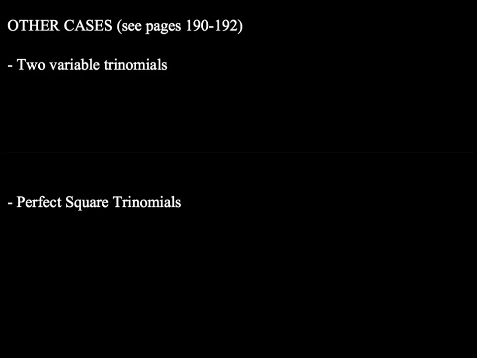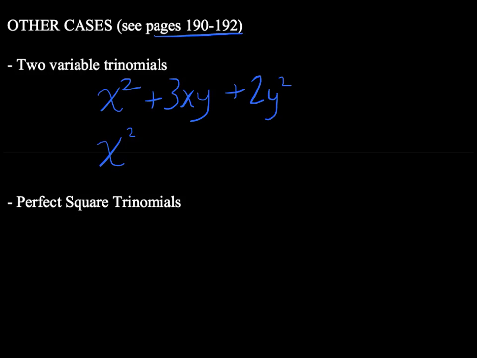Just a quick note, in your textbook on pages 190 to 192, you will see 2 other kinds of problems: 2 variable trinomials and perfect square trinomials. The 2 variable trinomial problem looks like this. It's factoring x squared plus 3xy plus 2y squared. But if you look in your textbook, you will see that this is identical to factoring x squared plus 3x plus 2. If you can factor this expression, you can factor the first one. So take a look in your textbook for an example or 2 of that.